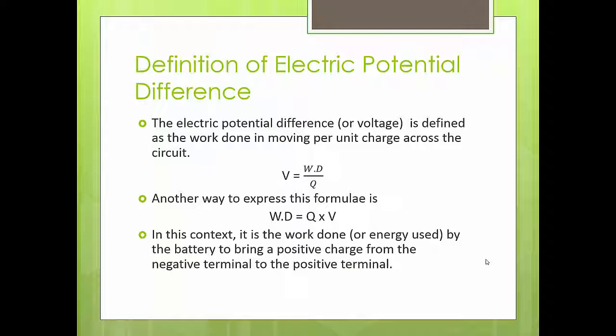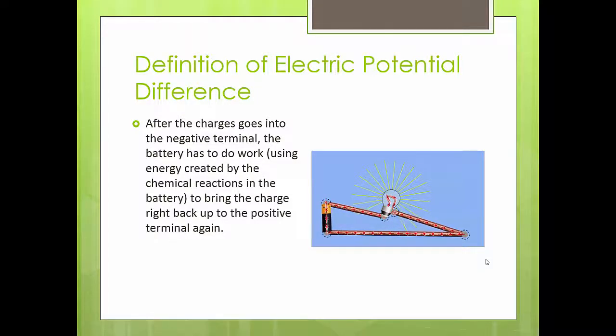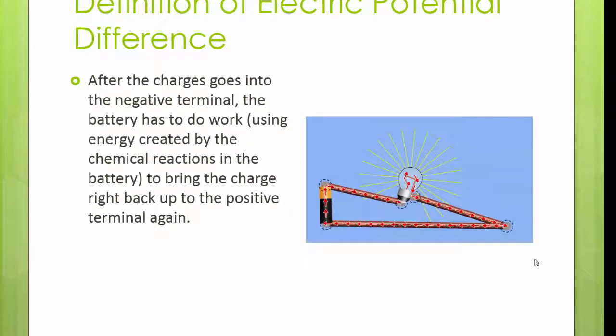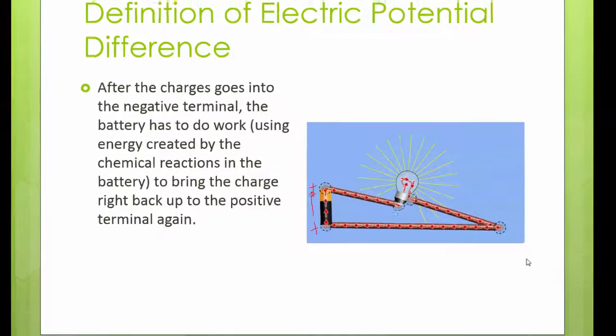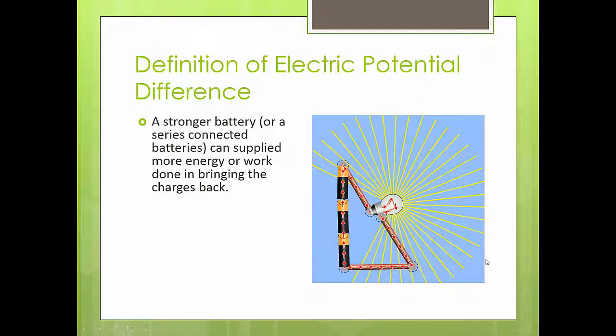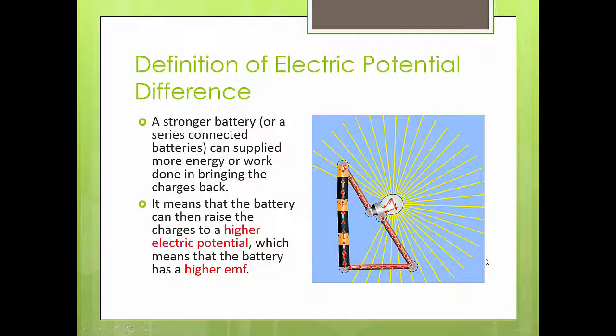In this context, what it means is that it is the work done or energy used by the battery to bring a positive charge from the negative terminal back to the positive terminal. After the charges go from the positive to the negative terminal, the battery has to do some work using energy created by the chemical reaction within the battery to bring the positive charge back up to the positive terminal again. A stronger battery can supply more energy or work done in bringing the charges back up. It means that the battery can now raise the charges to a higher electric potential, which means that the battery has a higher EMF.